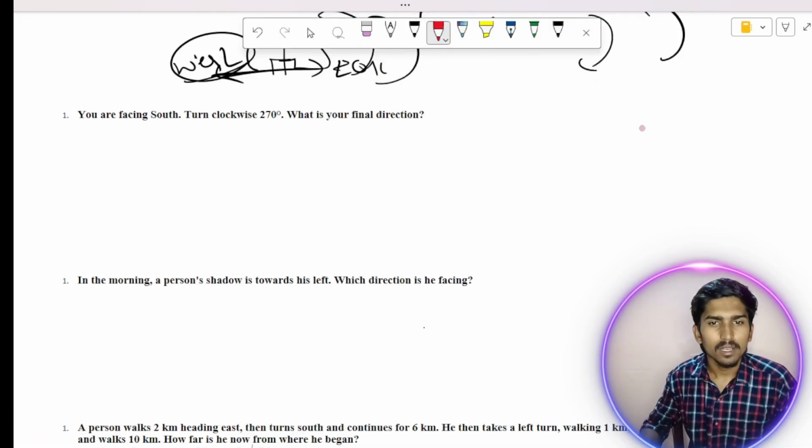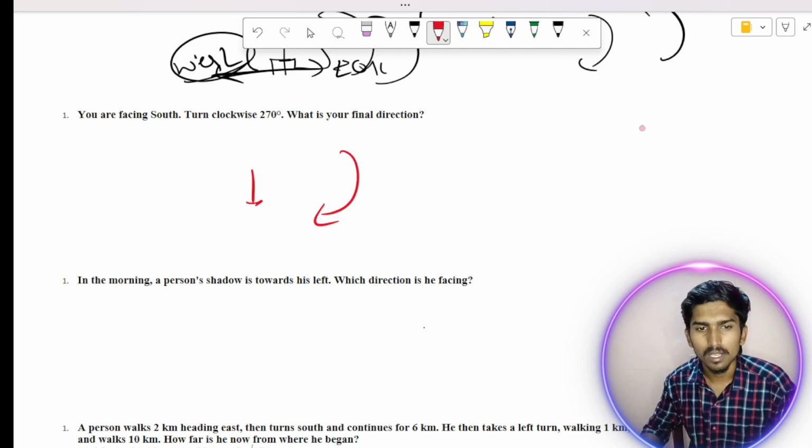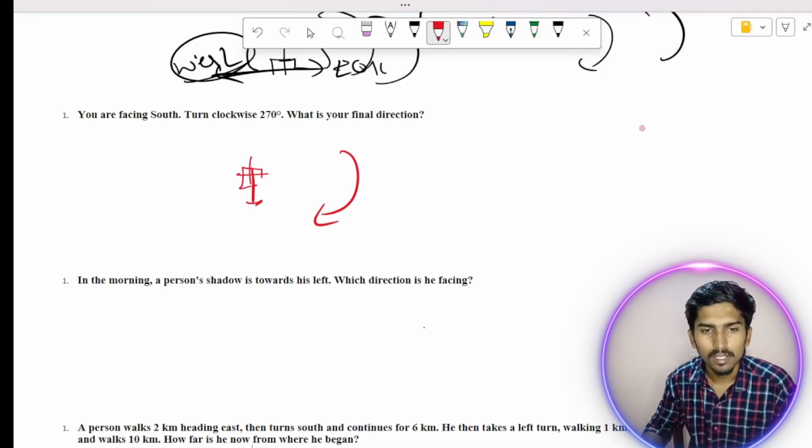You are facing south. Yes, I am facing south now. Turn clockwise 270 degrees. You make this clockwise direction. If you don't understand, just make a plus symbol here and you will easily understand. This is 90, this is 90, this is 90. Add 3 times, that is 270. It means he turns to this side. What is the final direction? East is the answer.